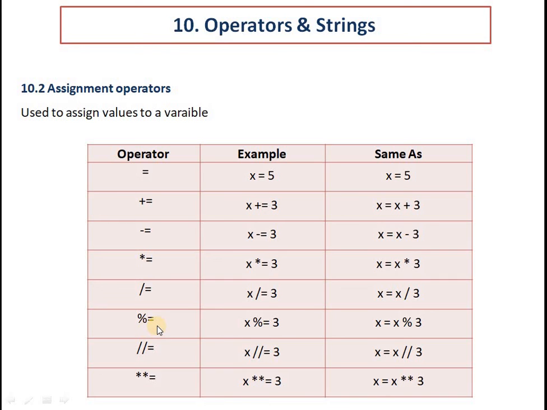Modulus is equal to. You can write in the code x modulus is equal to 3. The current value of x will be divided by 3 and its remainder will be stored to the variable x. Floor division is equal to. So x double slash is equal to 3 will divide the present value of x by 3, round off the answer to the nearest integer, and store that to the variable x. Double star is equal to: x double star is equal to 3 will multiply the value of x 3 times. If the value of x is 5, it will be 5 into 5 into 5.